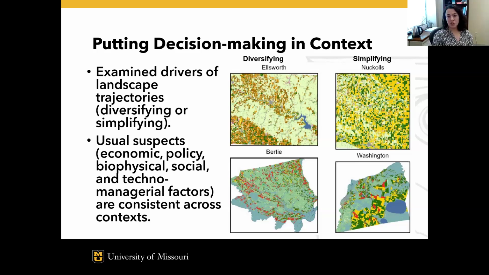And then the usual suspects came out to play. These would be things like economic factors, market factors, policy factors, biophysical conditions, social, technical, management factors. And all these factors and the logic that applied to decision making was pretty consistent across the contexts, both across these different regions and also across the diversifying and simplifying trajectories. So they don't really explain why one place would be diversifying versus simplifying.